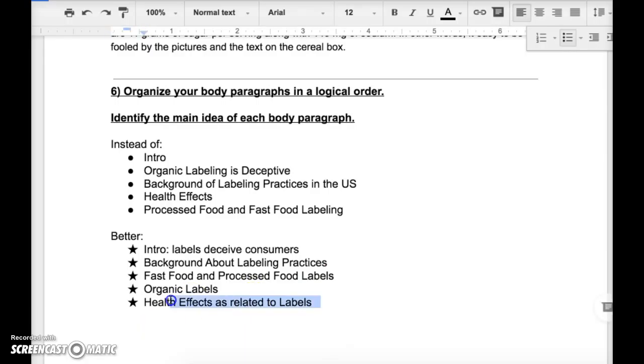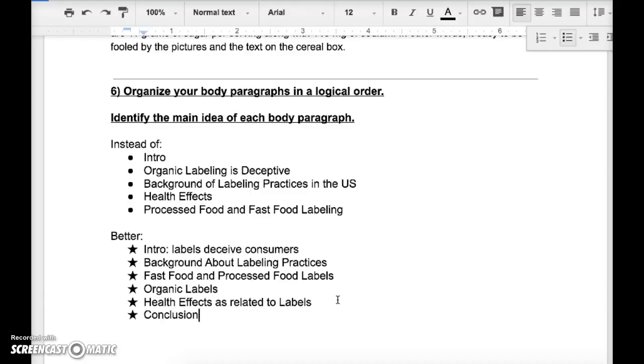And then after you're giving background information and context and evidence and explanations, it's then logical to put the effects at the end, right? This is what it's all building up to. Why should we care about all of these labeling practices and the fact that they're deceiving the consumer? Naturally, it's because they lead to negative health consequences. So this order makes more sense. And then, of course, conclusion at the end.